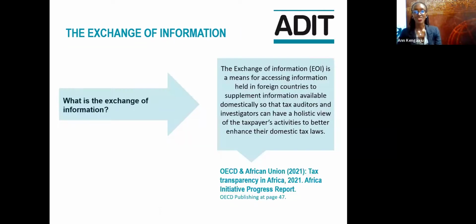So what is this exchange of information that we keep talking about? Simply put, exchange of information is the process by which jurisdictions share information among each other. And this information specifically relates to taxpayers and the way they conduct their transactions, etc. So exchange of information can be done in various ways. For example, exchange of information on request, spontaneous exchange of information, and automatic exchange of information. These are the major types of exchange of information.